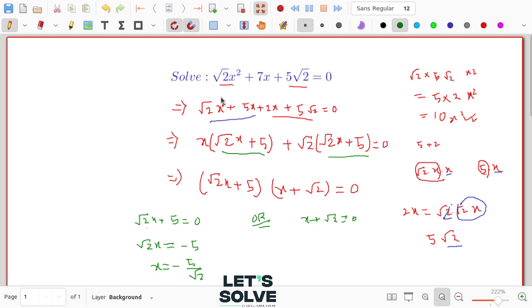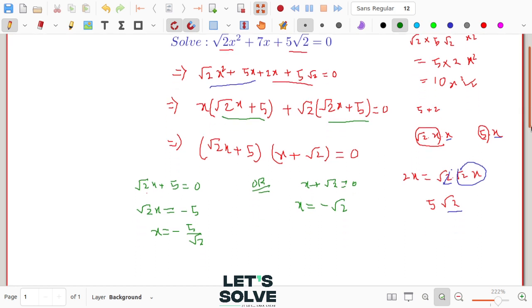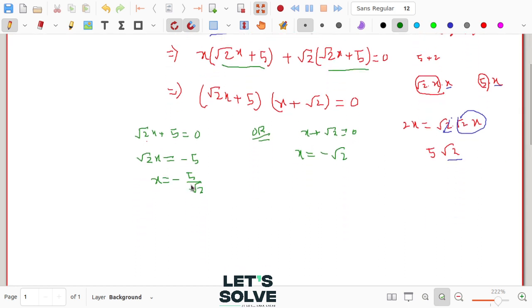This is a quadratic equation, that means it should have two solutions. One solution we got, so from the next equation we can get the other solution. From here we can write x equals minus root 2. So we got the two solutions of this quadratic equation. One is x equals minus 5 by root 2, and another is x equals minus root 2.